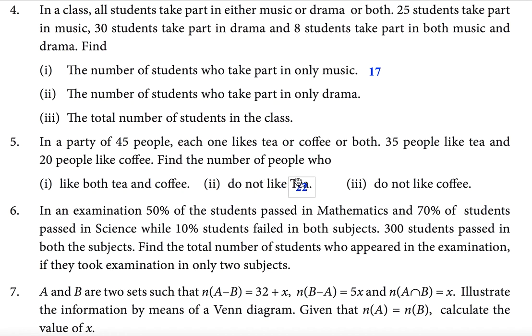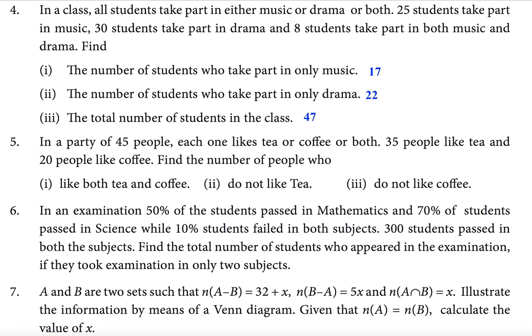17, 22. For doing this problem, you don't really require a Venn diagram. Since we already have a Venn diagram, we made use of it. Right, 17, 22, this plus this, which plus which, 17 plus 22 plus 8 means 30 plus 17, 47.